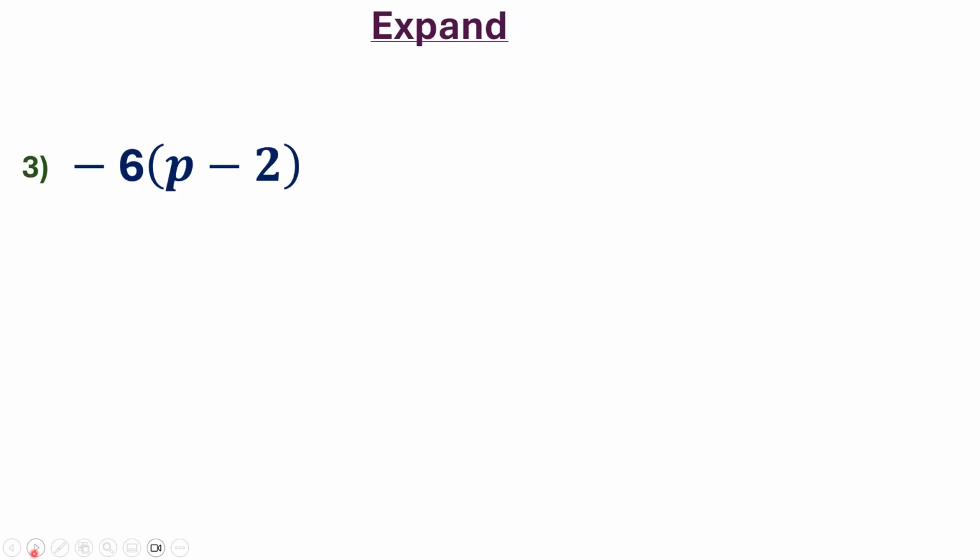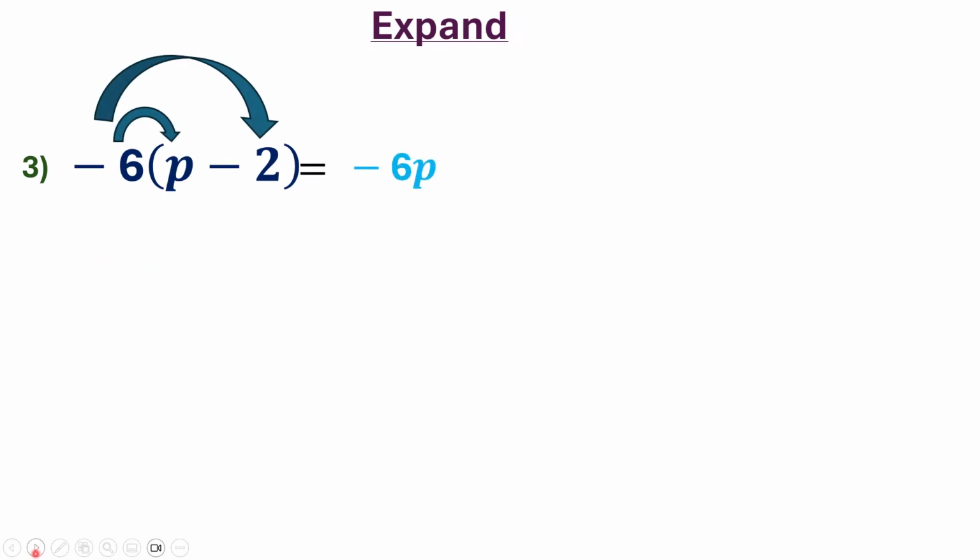Then I will move to a little bit more challenging example because it's negative only. Here it's the same as the previous example, but instead of a positive number, I have negative 6 multiplied by the bracket p minus 2. So first I multiply the negative 6 by p. You will get negative 6p.